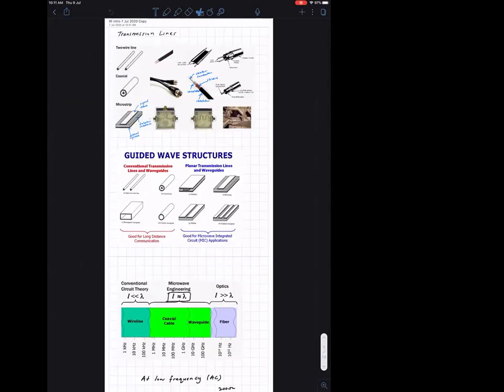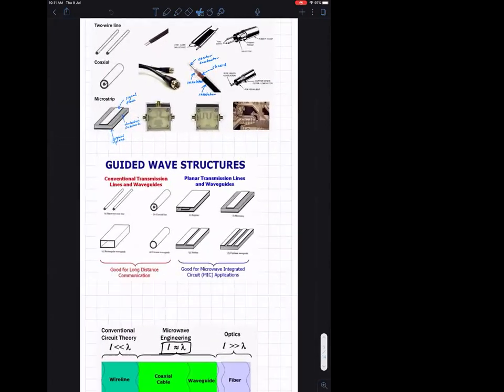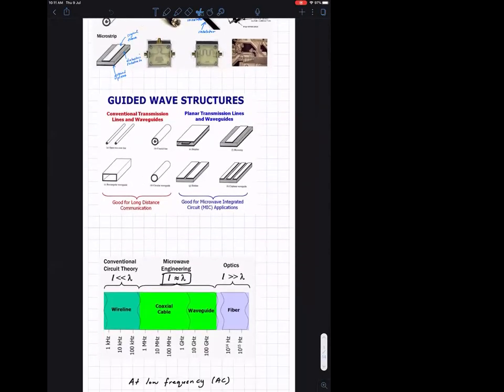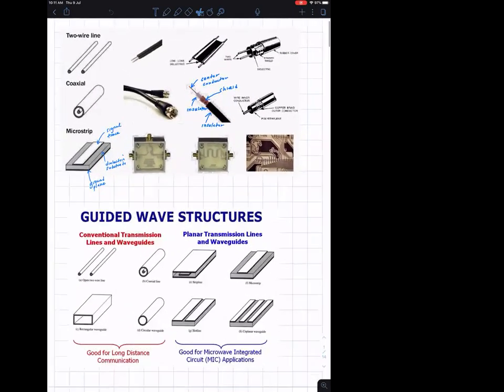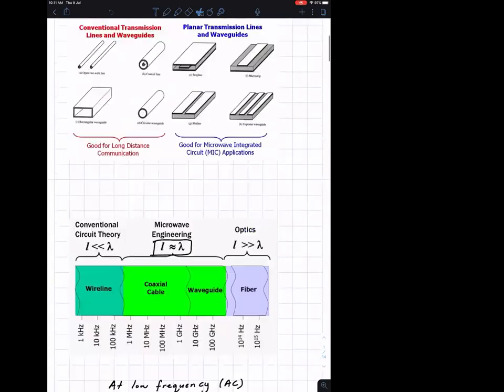We are talking about various types of transmission line. These are just an introduction. You are not supposed to be memorizing all these things. I just want to make you aware of things.